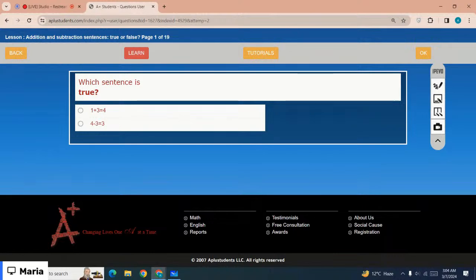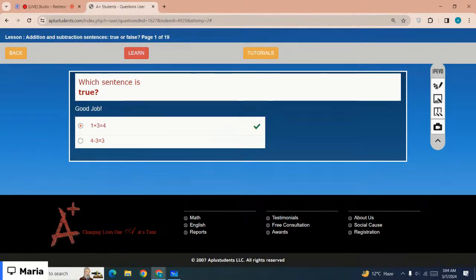Just look at the first one. 1 plus 3 equals 4, right? That means if you add 1 plus 3, both sides must be equal. When you add 1 plus 3, the answer is 4. That means both sides are exactly equal, right? Just look at the second one. 4 take away 3 is 3. No, 4 take away 3 is 1. So option number 1 is the correct one because 1 plus 3 equals 4. Got it?